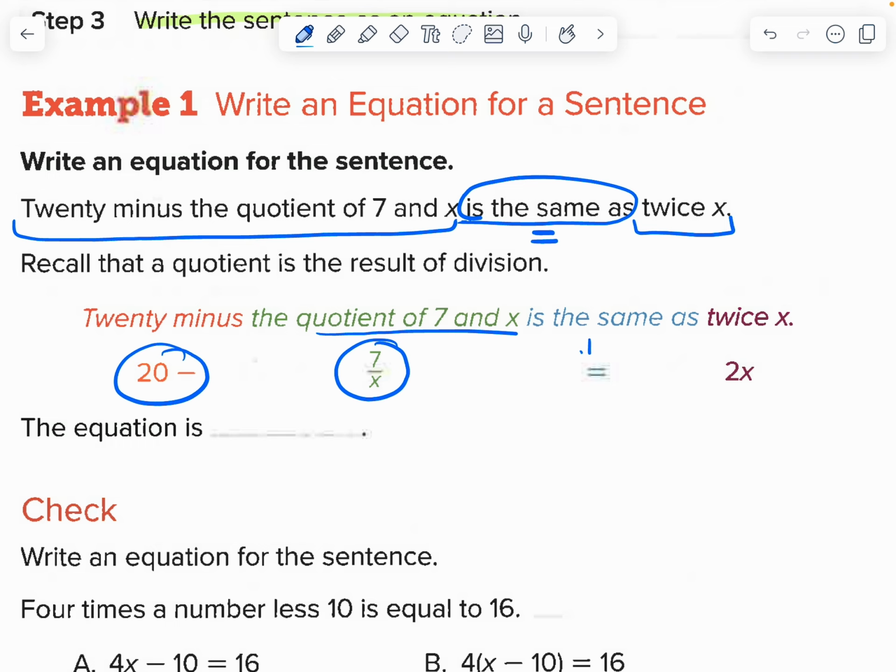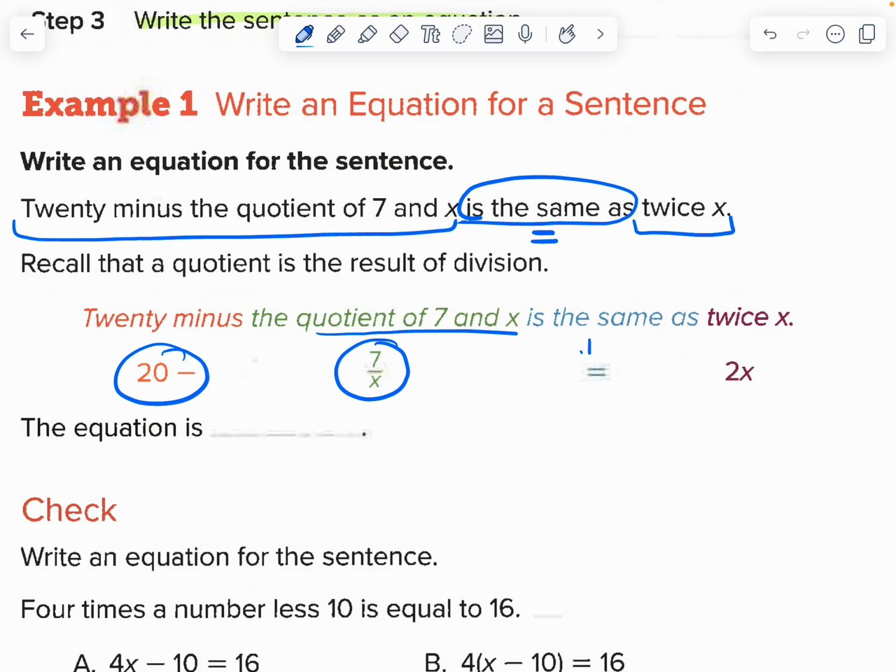So number 1, it says write an equation for the sentence. It says 20 minus the quotient of 7 and x is the same as twice x. So the very first thing I'm going to look at is right here. Is the same as. Automatically, the same as is the equal sign. So this right here is going to be one expression on this side. And then this right here is going to be the other side of the equal sign.